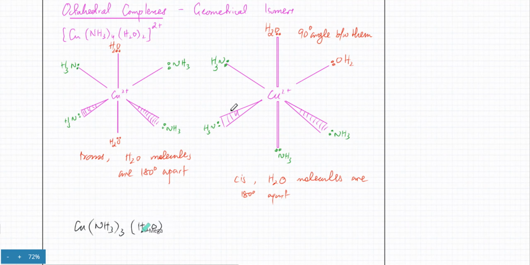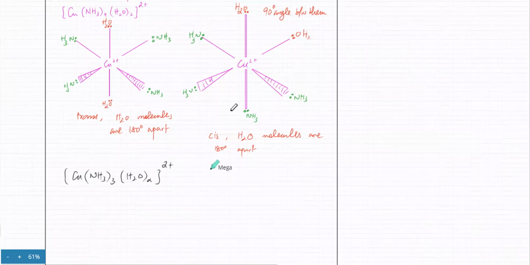Now, in this case as well, there's a possibility of isomers forming. If there are three NH3s and three water molecules, so I'm going to draw two versions of the molecule. So there's copper 2 plus in the middle. So let's draw both of them together. So this is copper 2 plus right in the middle.